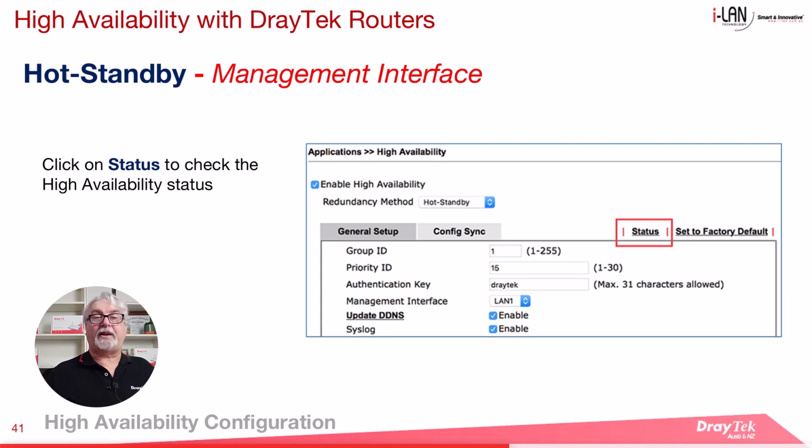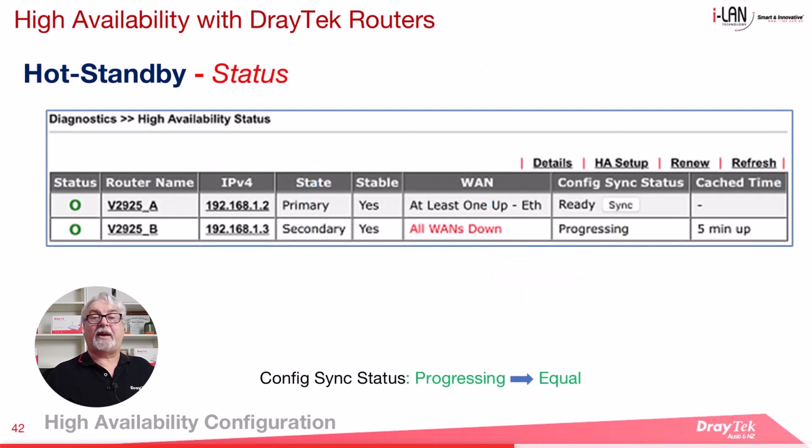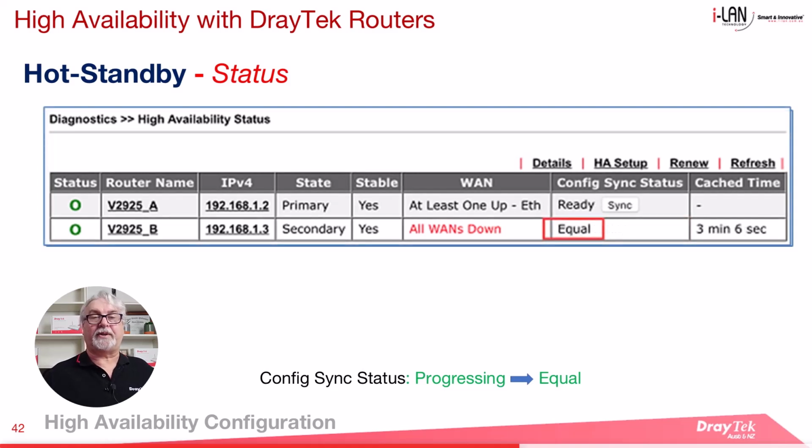After connecting all the routers and ensuring that they're operational, you can verify the high availability status by clicking on the status link. When the two routers first connect, you'll see that they synchronize the configuration from the primary router to the secondary router, which will display as progressing.